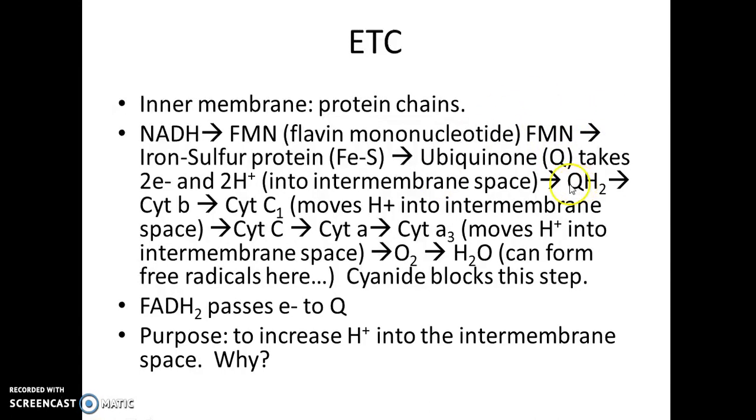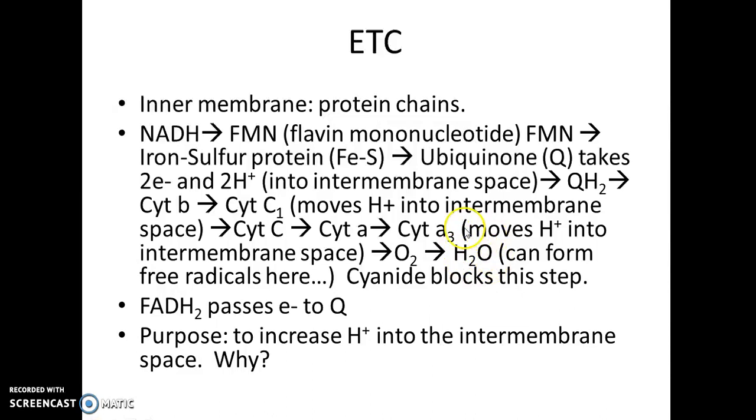2 electrons are passed from QH2 to cytochrome B, which passes 2 electrons to cytochrome C1, which also moves hydrogen ions from the matrix into the intermembrane space. C1 passes it to cytochrome C. Cytochrome C passes to cytochrome A. Cytochromes are all proteins. And cytochrome A passes to cytochrome A3, which also moves hydrogen ions from the matrix into the intermembrane space. The very last step is that cytochrome A3 passes 2 electrons to oxygen, which combines with hydrogen ions to form water.